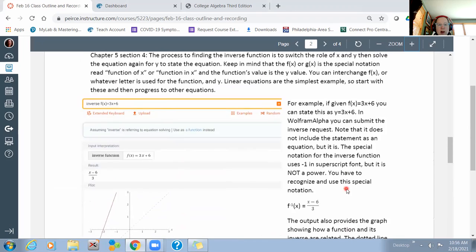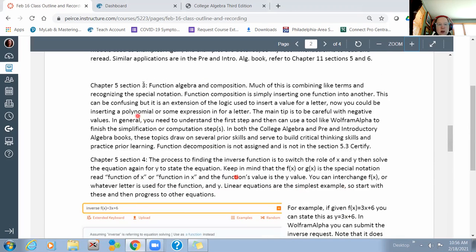One second to scroll back up here. All right, so it's chapter 5, sections 3 and 4 in the college algebra textbook, and chapter 10, sections 1 and 2 in the prior textbook.